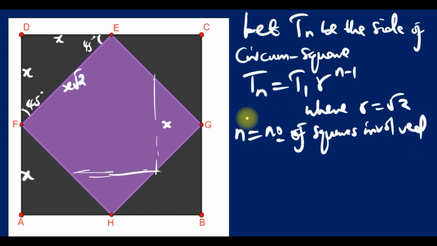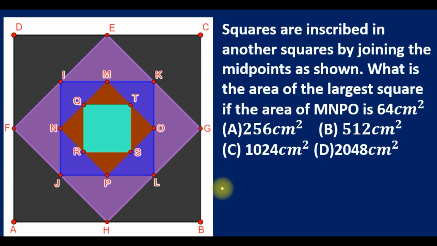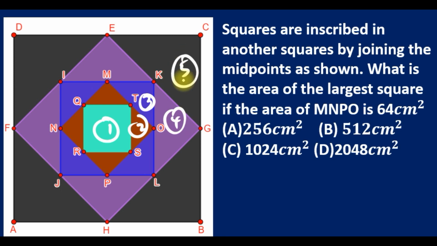Just know that whenever you inscribe a square in a square, the ratio of the sides is 1 to root 2. So since we've known that if squares are inscribed as shown, the sides form a geometric progression of common ratio root 2. Yes. So how many squares are here? We have 1, 2, 3, 4, and 5. And MNPO is the second one.